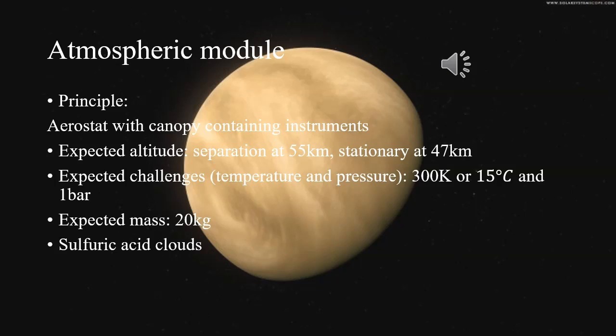The expected challenges have been identified in the previous slides detailing the atmospheric model, and we have found out that at this altitude we have conditions roughly similar with mean sea level conditions, mainly 1 atmosphere and 300 Kelvin temperature. The expected mass of the module is going to be 20 kilograms, and it also needs to have some protection because the layer of the atmosphere is covered in sulfuric acid clouds.